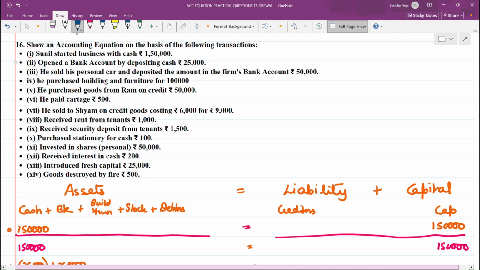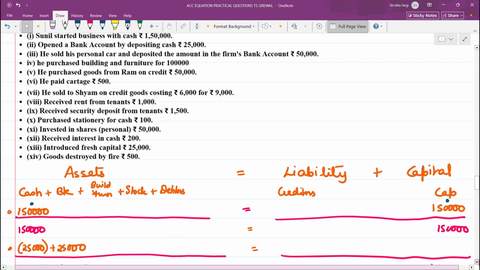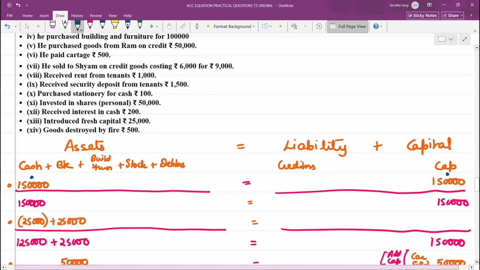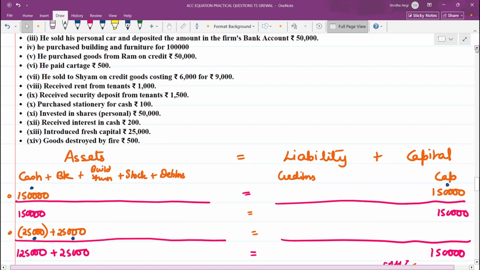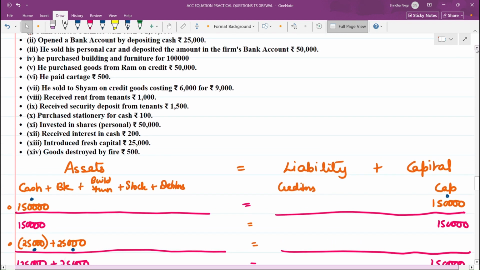16th question. Sunil started business with cash 1,50,000. So cash has come in. You will write cash 1,50,000 and capital also 1,50,000. Opened a bank account by depositing cash of 25,000. So what will happen here? Your cash will decrease because you are depositing cash in the bank. So cash will decrease by 25,000 and at the same time your cash at bank will increase by 25,000. Okay. I'm just showing you the transactions, how they are affecting.